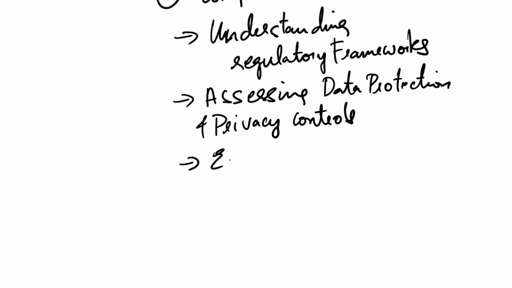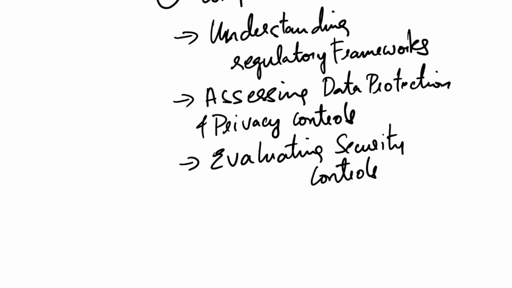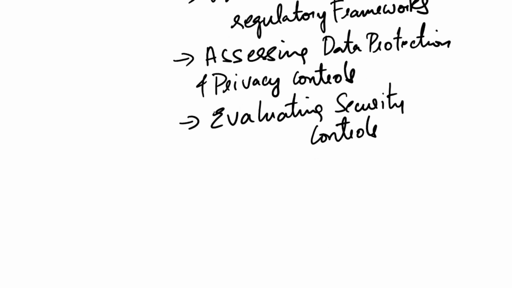Next, evaluating security controls. IT auditors assess security controls to ensure compliance with industry standards and regulations. This involves examining access controls, network security measures, encryption protocols, and vulnerability management practices to protect against unauthorized access and data breaches.